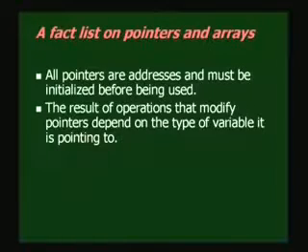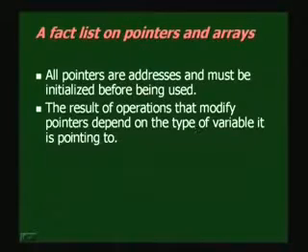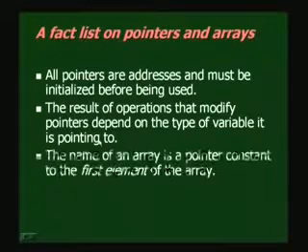The result of operations that modify pointers depends on the type of variable to which it points. By which I mean, when you change the address, right? When you say that a is a pointer and I say a++, what does it mean? What is the change of the address? Where it is pointing to will change depending upon whether a is an integer, a 32-bit floating point, or a 64-bit floating point, etc. That's the meaning of this statement: the result of operations that modify pointers depends on the type of variable it's pointing to.